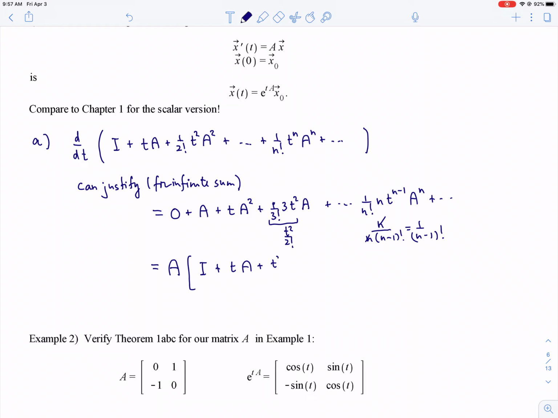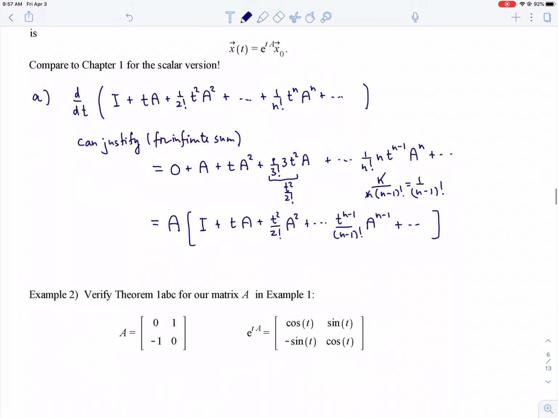Then we get an identity plus tA plus t squared over 2 factorial A squared. And the general term, after we factor out one of the A's, will be t to the n minus 1 over n minus 1 factorial A to the n minus 1. And you can see inside the brackets, we've just got the power series for e to the tA. We've just changed our indexing from n to n minus 1.